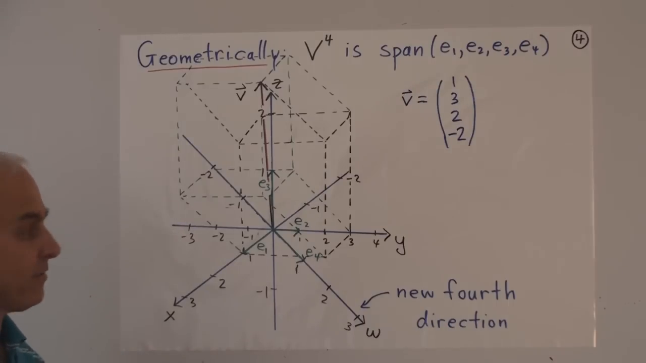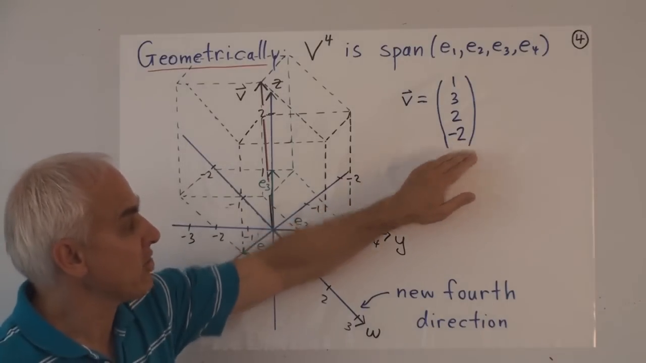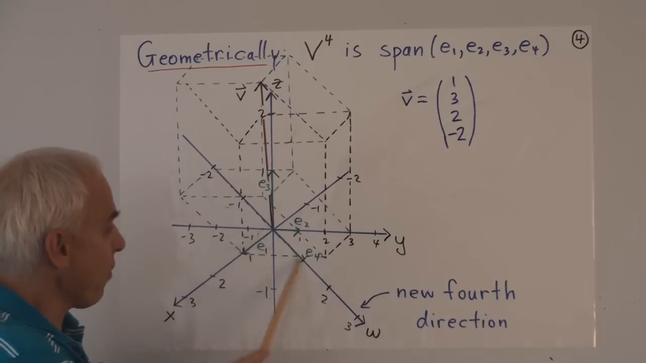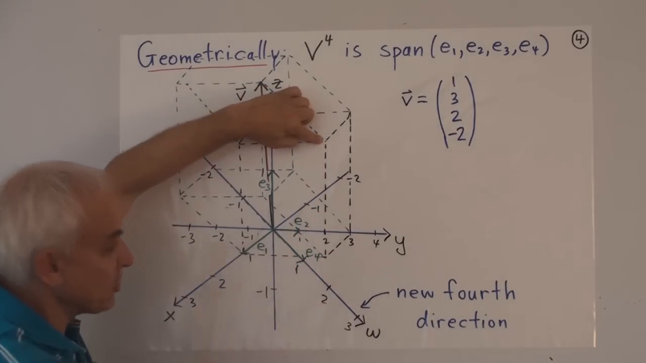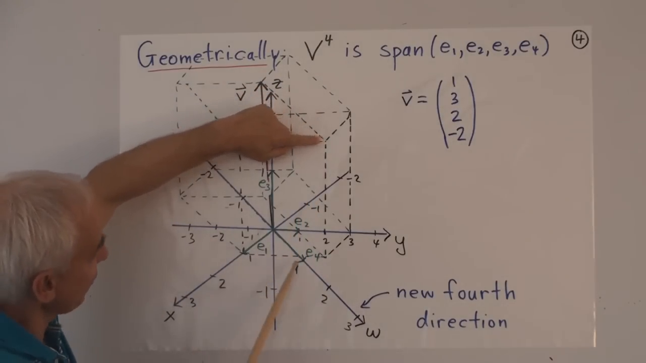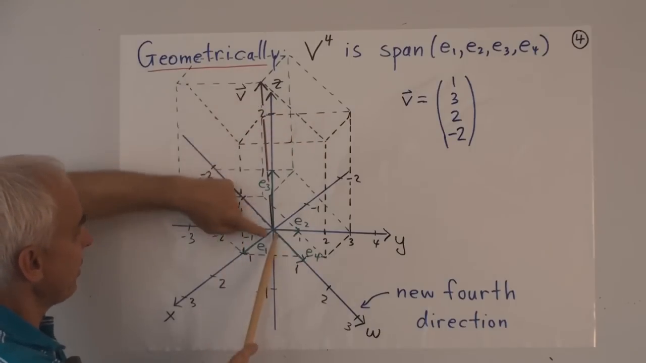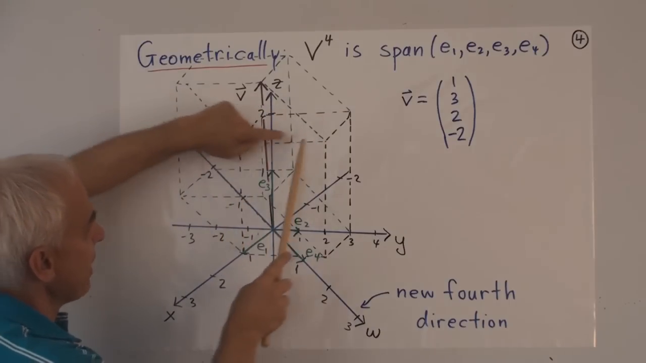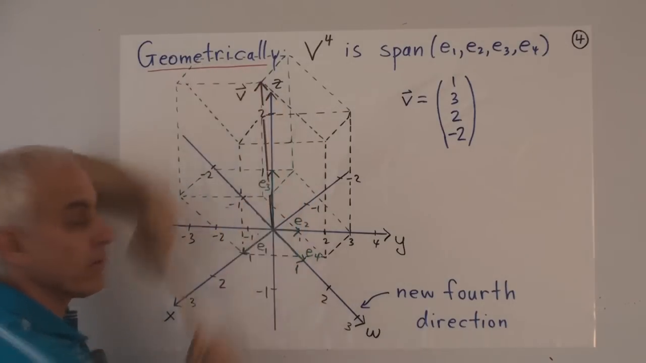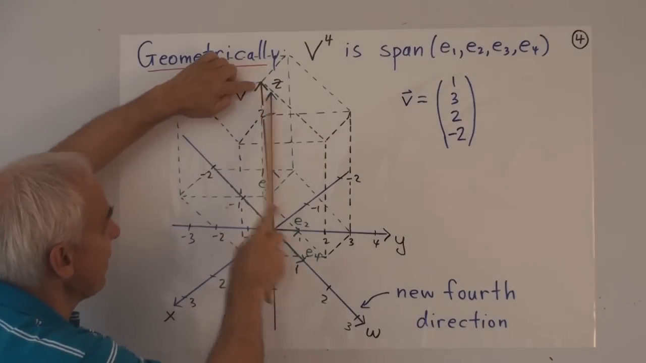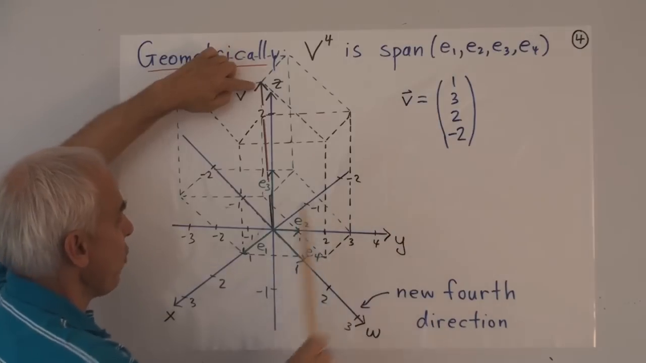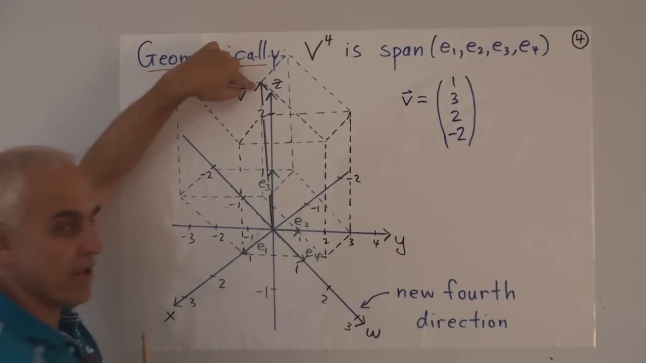Now we have to modify that by adding minus 2 times the vector E4. So we have to go from here and add minus 2 times E4, which is to say we've got to go in this direction that amount. And I've represented that here. So there's the resulting vector v. It's the combination of going in these 4 directions by these 4 amounts.